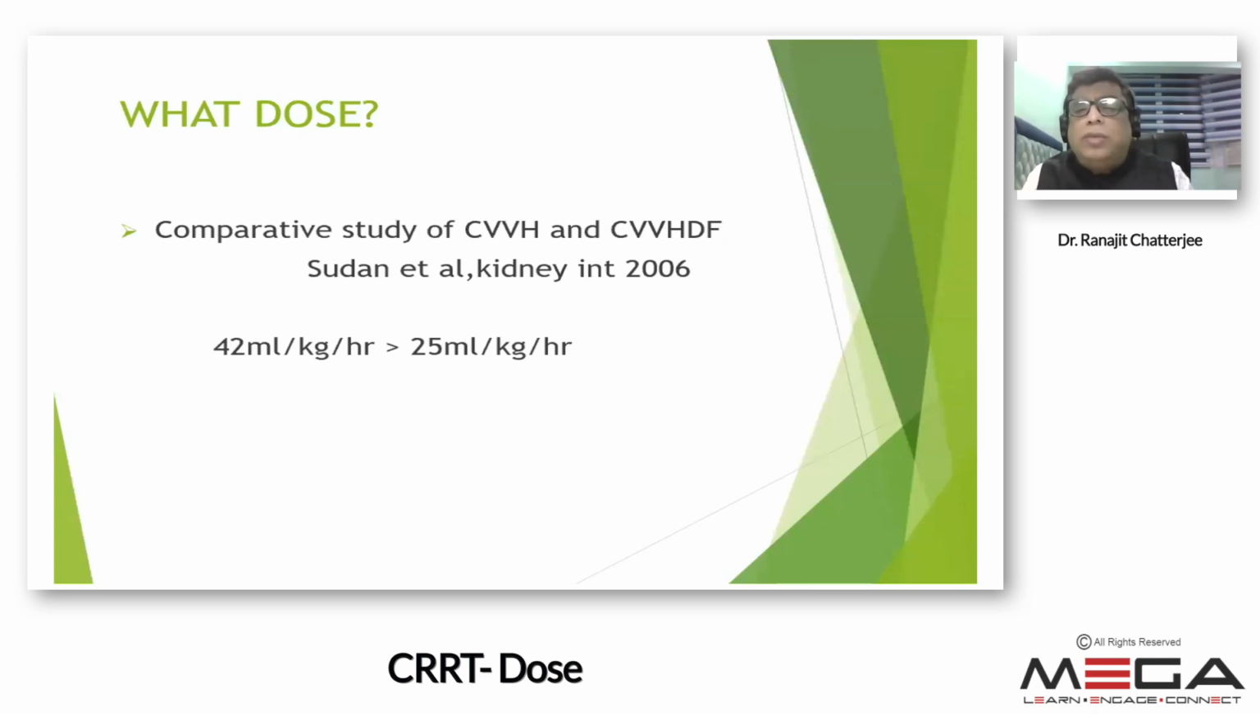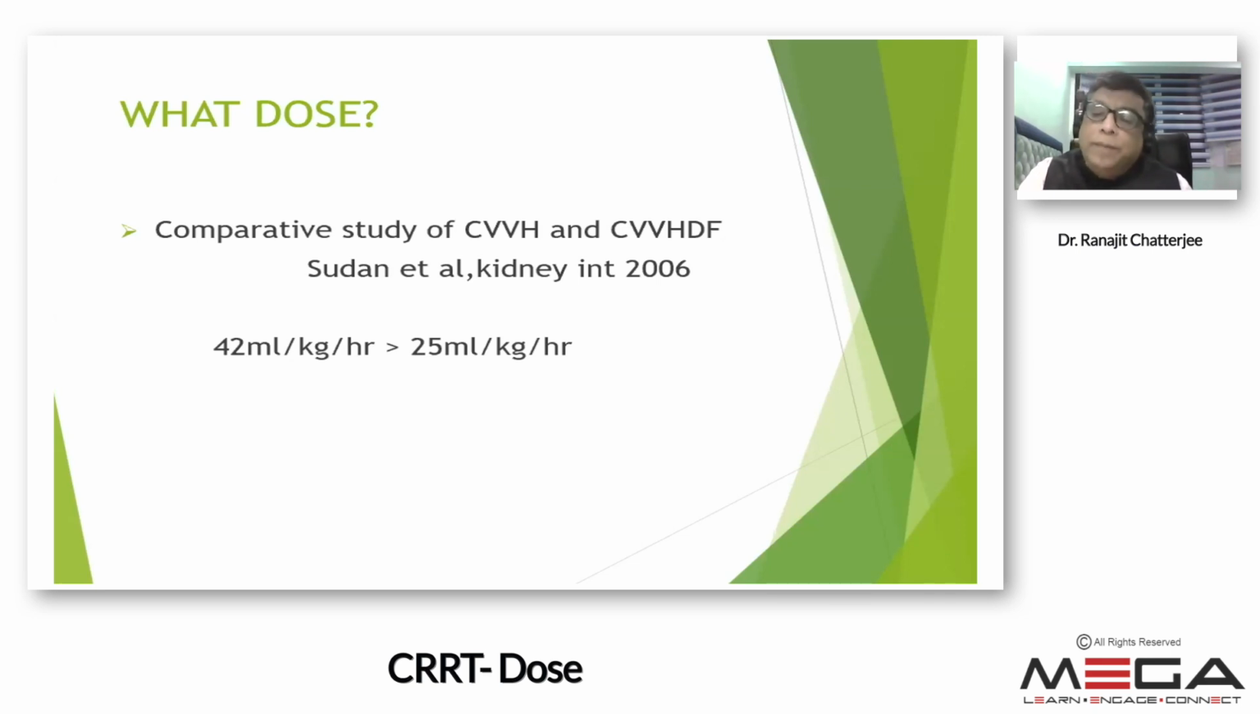Papers like this from Sudan et al. came out. They found yes, 42 ml is more than 25 ml per kg per hour, and the mortality is better if you are using this dose. But the scenario changed in 2008 and 2009. Two simultaneous trials came out in the New England Journal of Medicine.